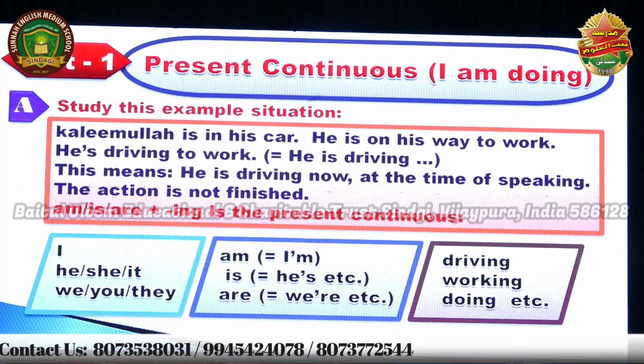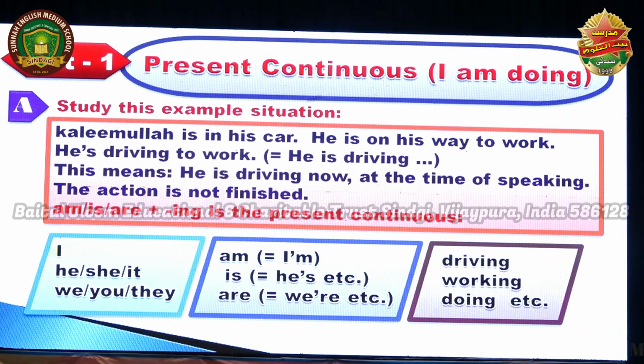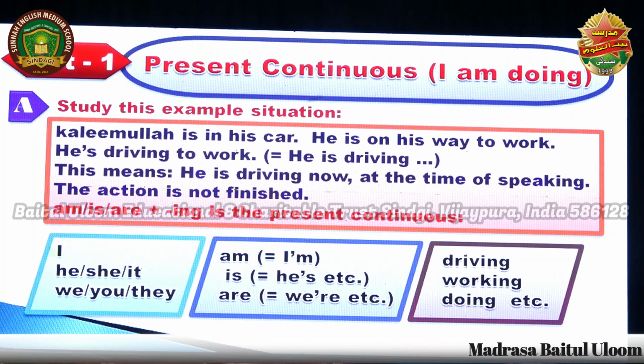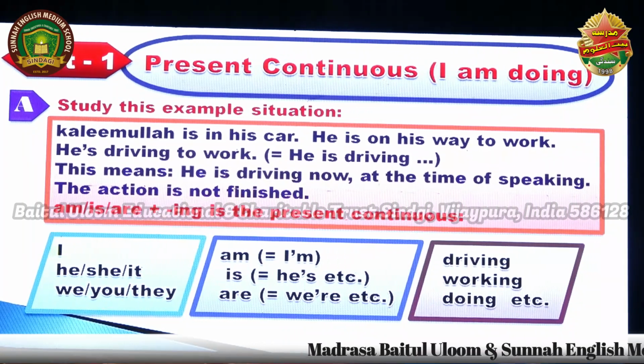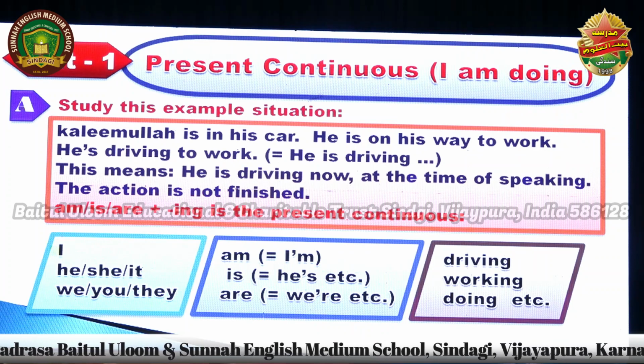I am reading a wonderful book. But she is not reading at the time of speaking. She has started, she is in the middle, she has not completed. This is called present continuous tense. The third usage of present continuous tense.